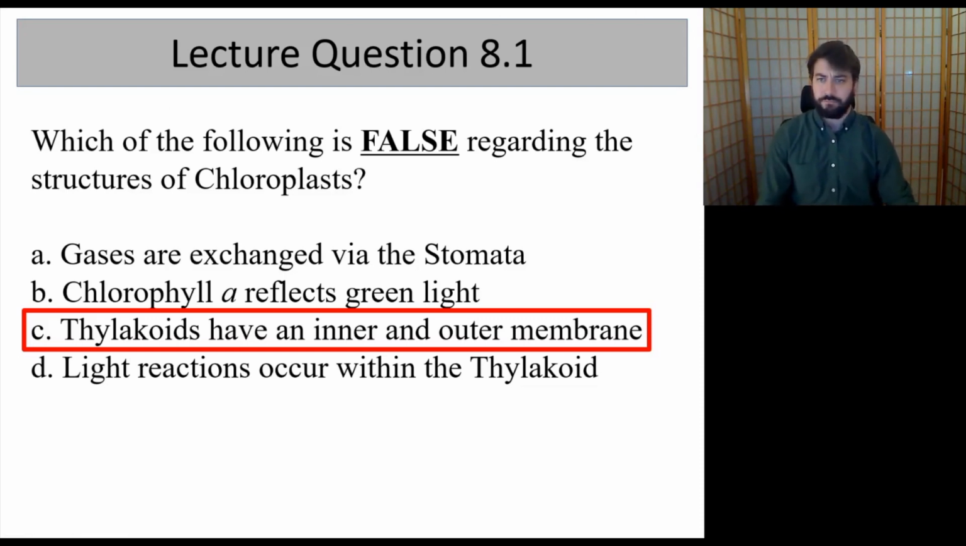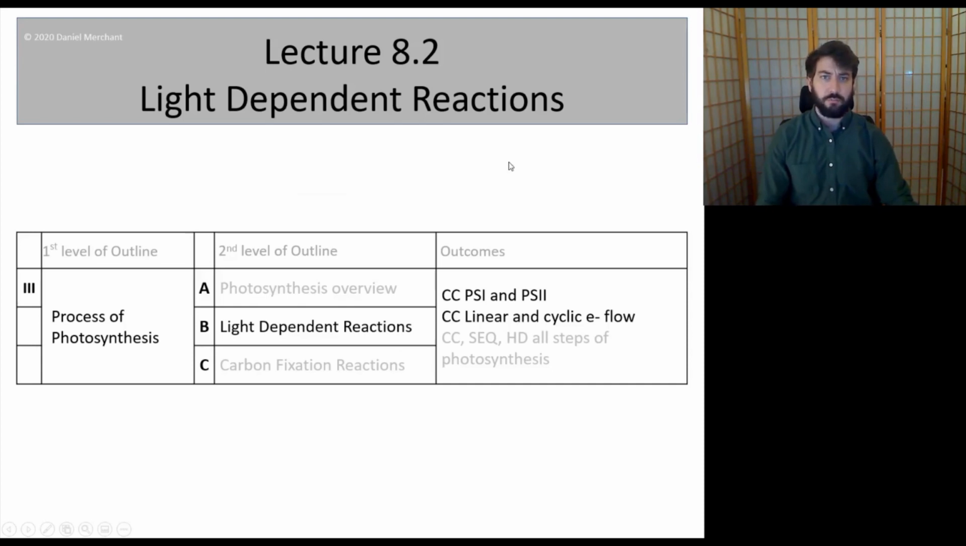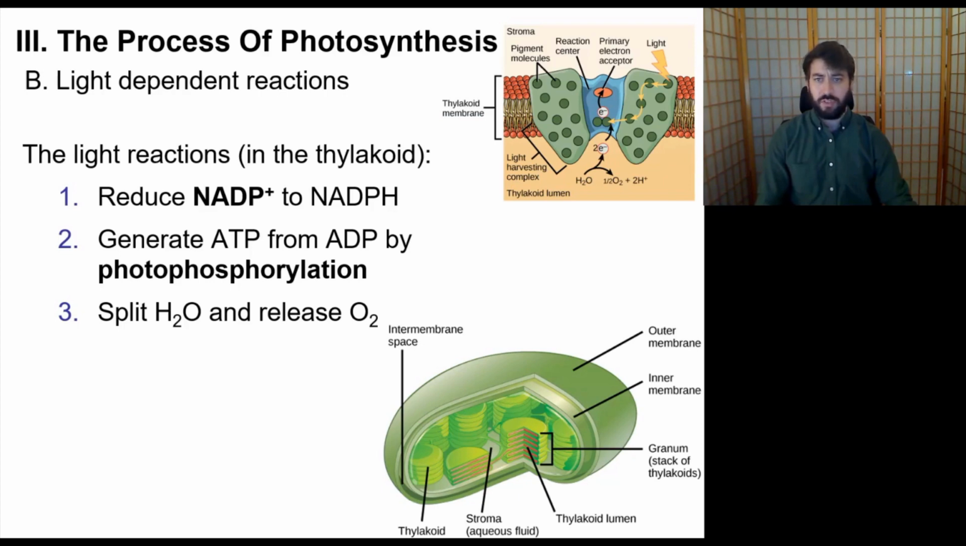Okay, let's move on to lecture 8.2, the light-dependent reactions. Light-dependent reactions are kind of the setup for the actual carbon fixation reactions later. So how does this happen? Well, we're going to get some electrons handed off to electron carriers, reducing the NADP plus to NADPH. We'll also make some ATP by having a membrane protein take some inorganic phosphate that's hanging around and stick it onto some ADPs through a process called photophosphorylation.